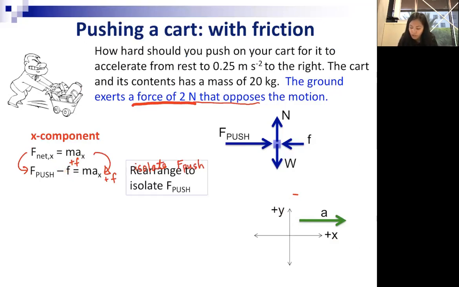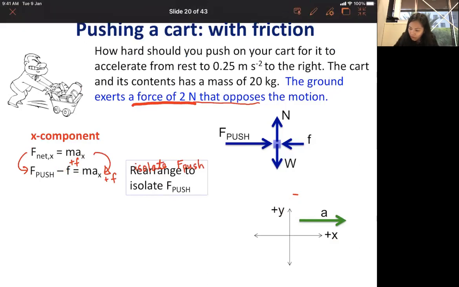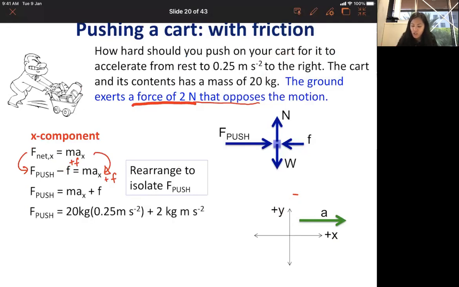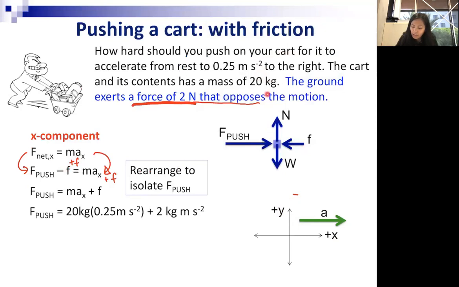And so you have, oh, I actually have it there, so let me erase my writing. Yeah. And so you have F push is equal to mass times acceleration along the x plus the friction force. And we know everything, because we're given the mass. It's 20 kilograms. The acceleration we want to achieve is 0.25 meters per second squared. And then we're given the actual frictional force. It's given in newtons already, 2 newtons, which is kilogram meter per second squared also. So you have a push force of 7 newtons.